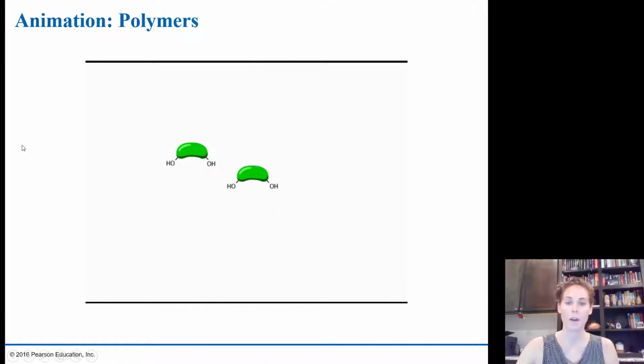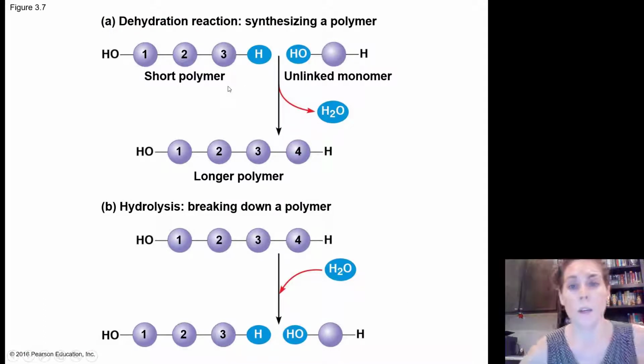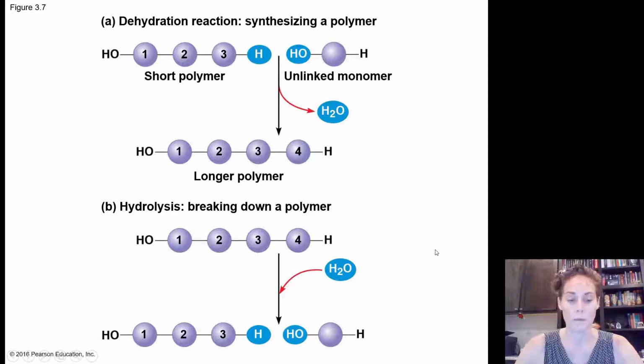Okay, so hopefully you saw that. That enzyme came in, it took out an oxygen and a hydrogen, and it made a monomer into a polymer, and then we added water to it to turn the polymer back into a monomer. So here you can see the same thing. You have a short polymer here, you have an unlinked monomer here. Take out the OH, spit it out, and that makes water, H2O, and now you have a longer polymer. Now I want to break this up again, so I'm going to introduce water to this bond right here, and you end up with a short polymer and then that unlinked monomer.